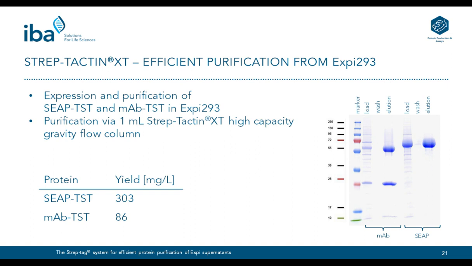We used the high-capacity column here because we knew that secreted alkaline phosphatase is expressed very well, and we expected a huge amount of protein, even from the 30 milliliters, and we wanted to be sure that we get all the protein. So you can see when we calculated the yield for 1 liter production, we achieved 300 milligrams per liter for the secreted alkaline phosphatase and 86 milligrams per liter for the antibody. It's worth mentioning that this was a rabbit antibody, and we've already heard in the presentation of John that human antibodies are expressed higher in the Expi 293 system, so this is a kind of challenging monoclonal antibody.